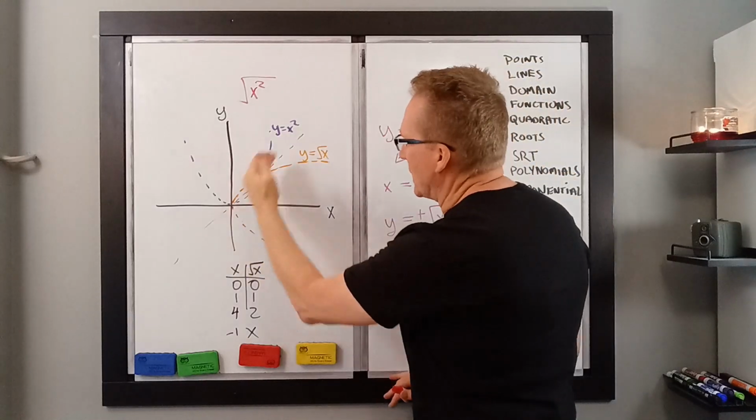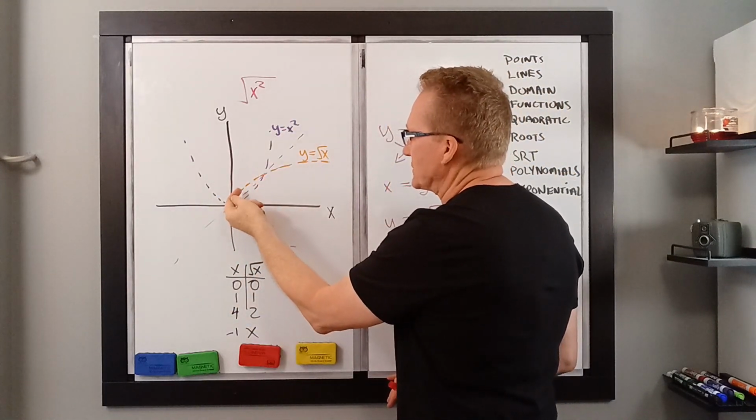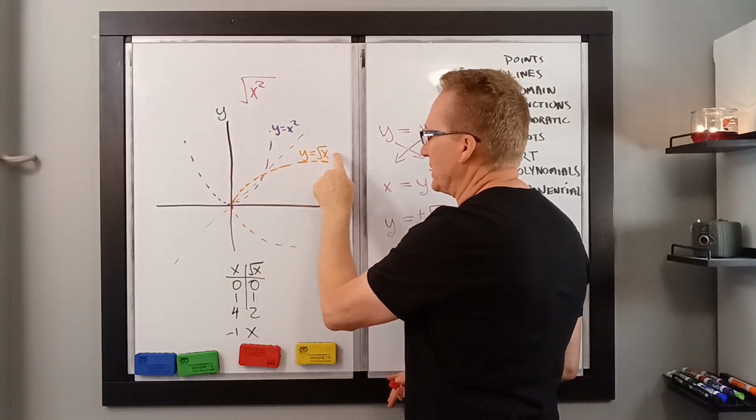So what I did is I drew a mirror at 45 degrees. I took this purple line and I just sort of reflected it in that mirror. So that would be the square root function.